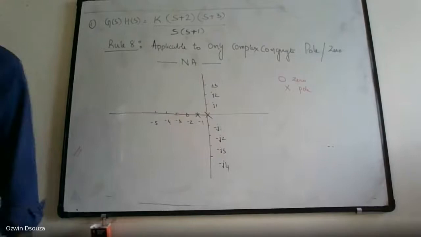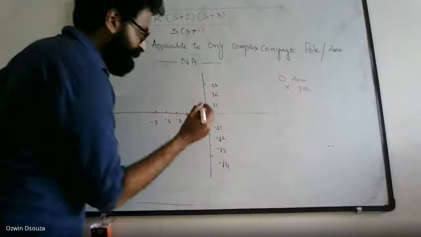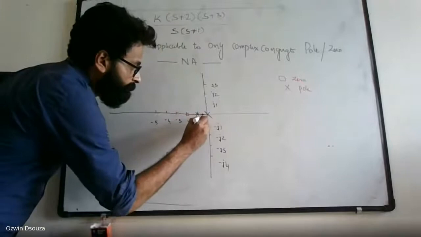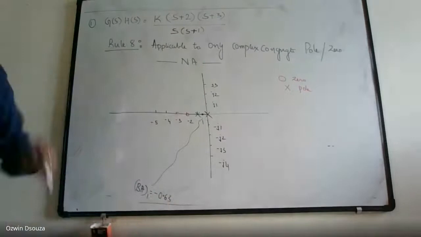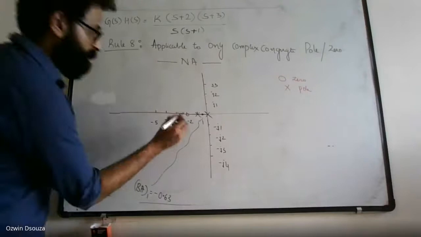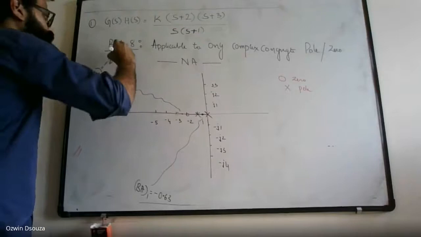Okay, you got breakaway points as minus 0.6 and minus 2.3. So mark the breakaway points. Minus 0.6 is somewhere here. I will draw something like this and say breakaway point 1, which is equal to minus 0.63. And my second breakaway point is at minus 2.3. So minus 2 is here, and 2.3 is somewhere here. Like this, I will mark it and say breakaway point 2, which is located at minus 2.36. Okay, done. Did you mark?